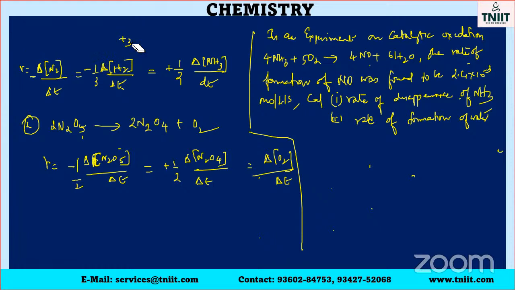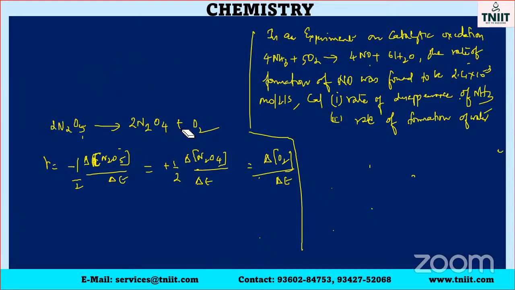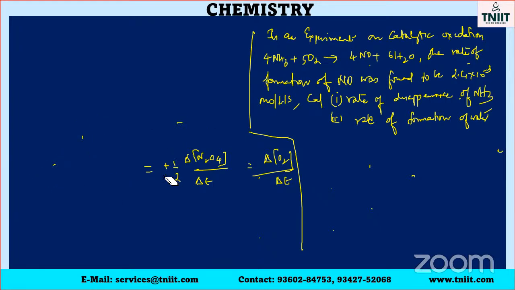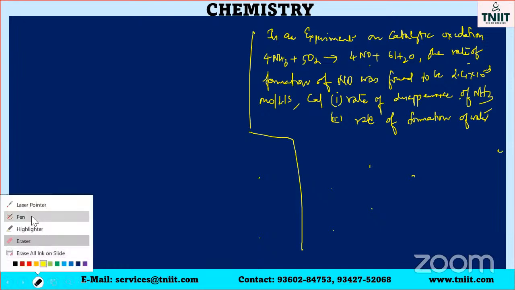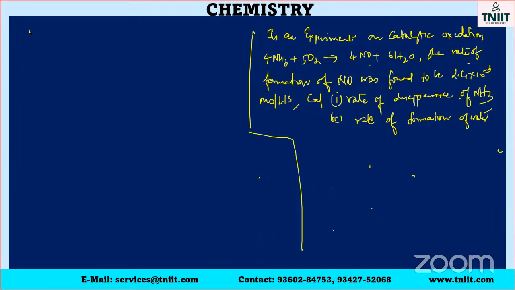Firstly, we need to write the relationship between the reaction rate, the rate at which the reactants disappear, and the rate at which the products are formed. The stoichiometric relationship with the reaction rate is what we need to write. So we will write it here. The reaction they've given is 4NH3 plus 5O2 giving you 4NO plus 6H2O.